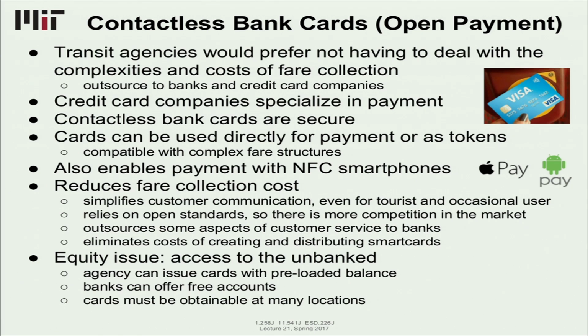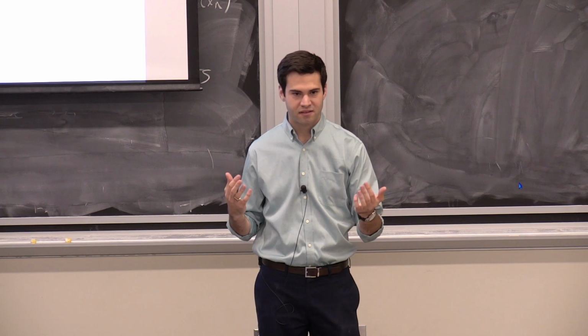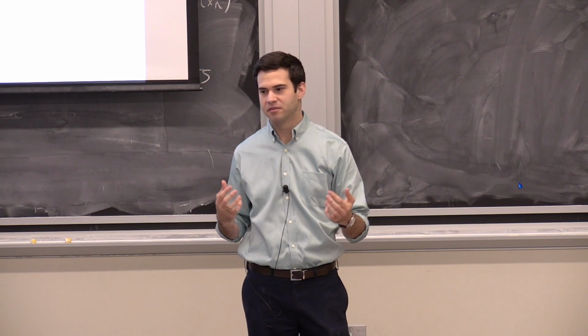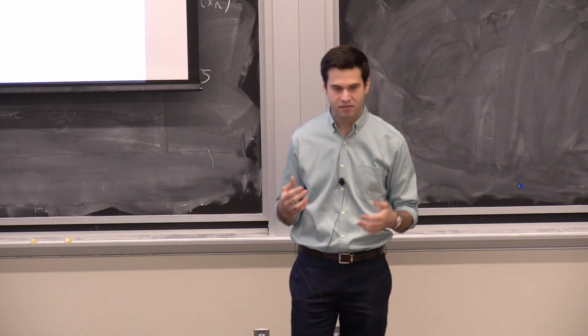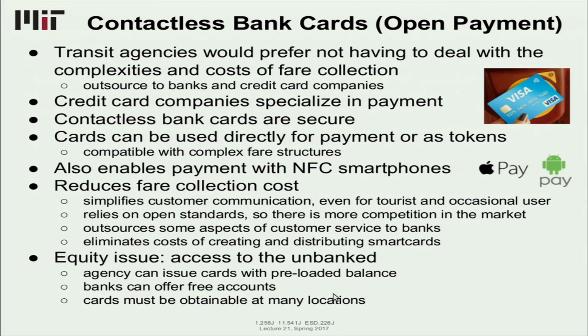Not necessarily obvious, but it simplifies customer communication, right? You don't have to issue new cards to people. You don't have to explain how you pay because people know how to use cards. It relies on open standards, so there's more competition on the market. There are several banks, for example, and you could have banks compete for who will give you a better deal in terms of fees on these cards. It outsources some aspects of customer service to banks. So my card stopped working. Who's going to get the phone call? The transit agency or the bank?